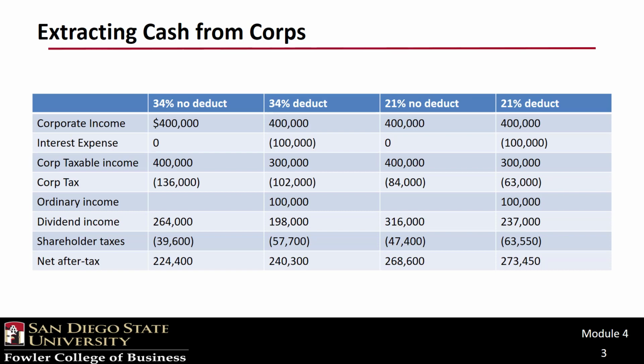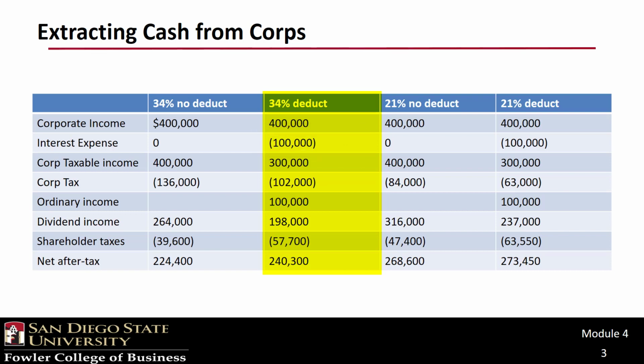That said, in this example, we have another 4-column presentation. I must love 4 columns. Column 1 is 2017 rates without a deduction. We saw this example in a past video, and you can see that the $400,000 turns into about $224,000 after taxes. Column 2 is the same, but it has a $100,000 interest deduction.